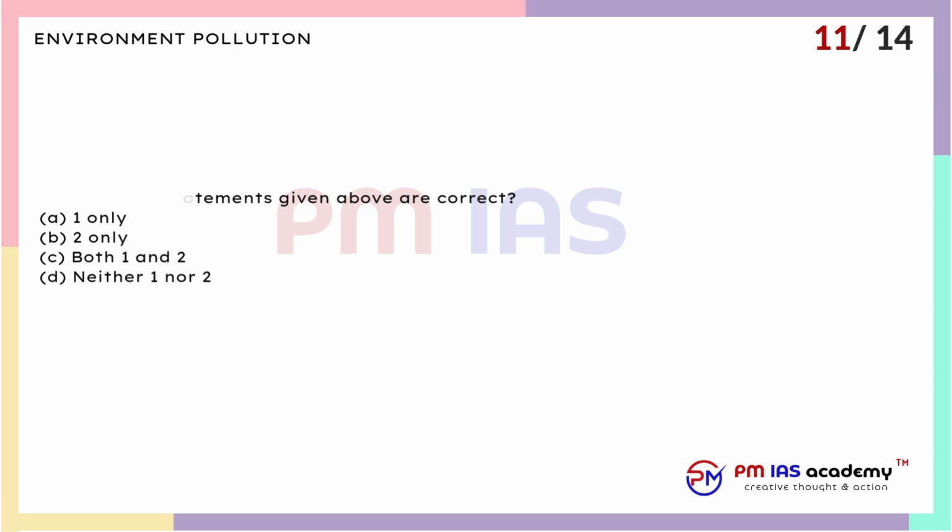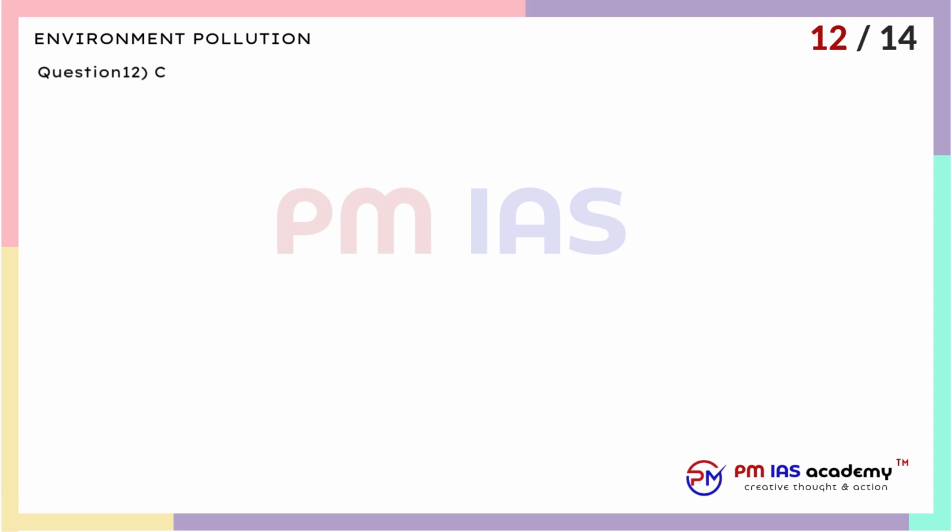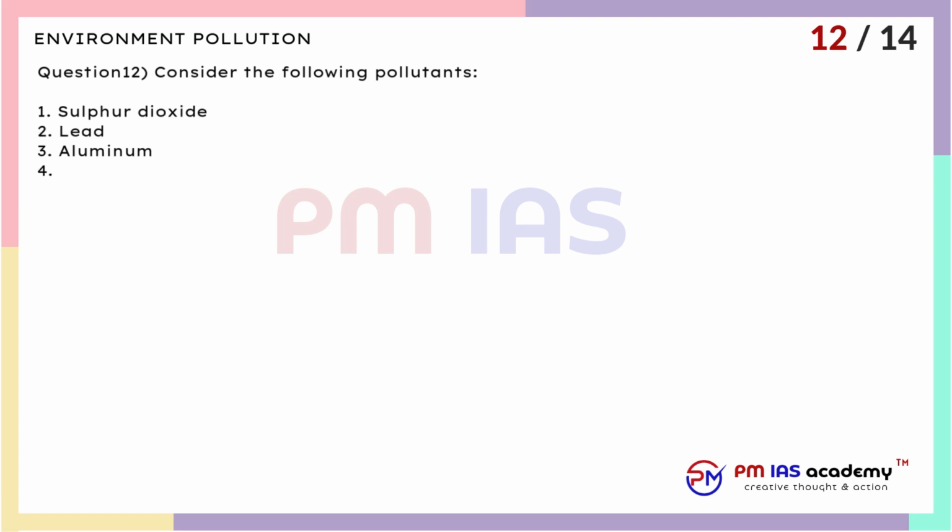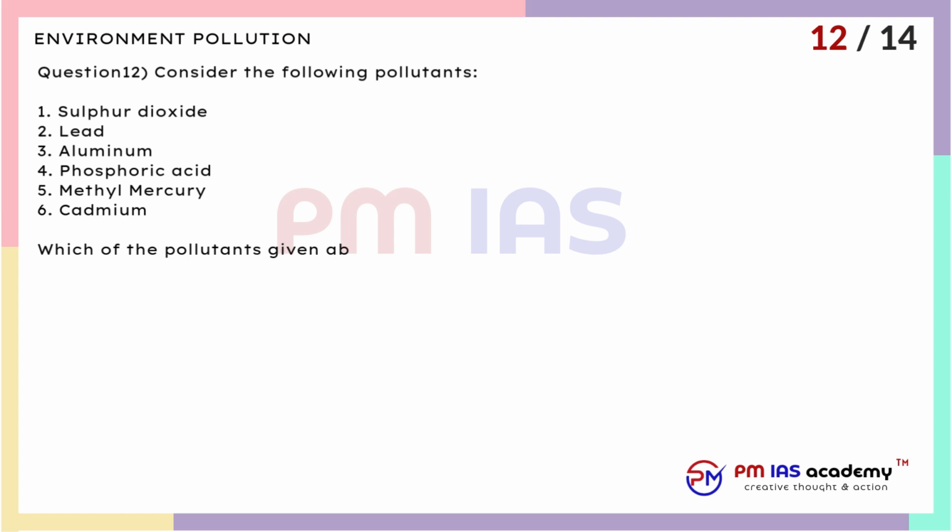Question 12. Consider the following pollutants. 1. Sulfur dioxide. 2. Lead. 3. Aluminum. 4. Phosphoric acid. 5. Methyl mercury. 6. Cadmium. Which of the pollutants given above are triggered with the acid rain and are not directly associated with it?